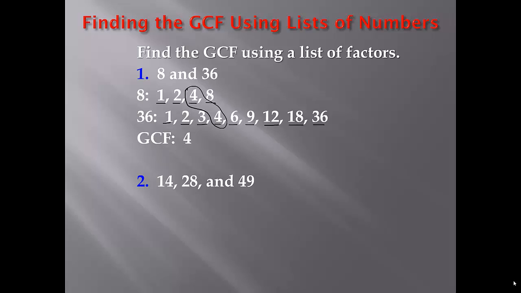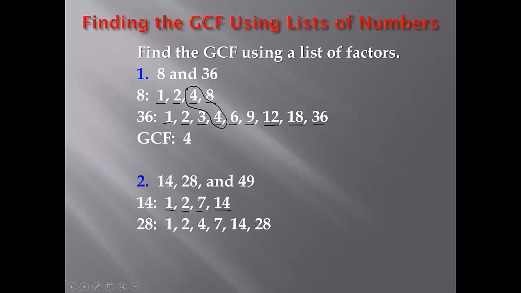Now for number 2, we're going to do the same thing, but this time we have 3 numbers. So we want to find the greatest common factor that appears in all 3 of our lists. So we're going to look at 14, 28, and 49. First we'll list our factors for 14. For 14 we have 1, 2, 7, and 14, because 1 times 14 is 14, and 2 times 7 equals 14.